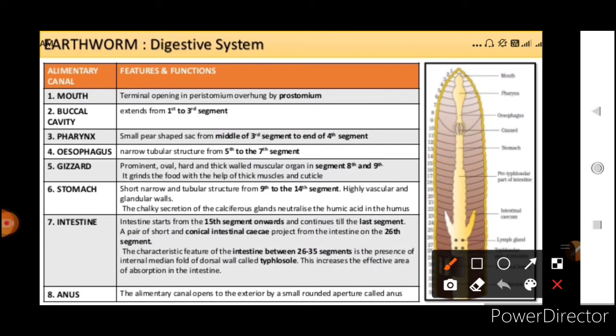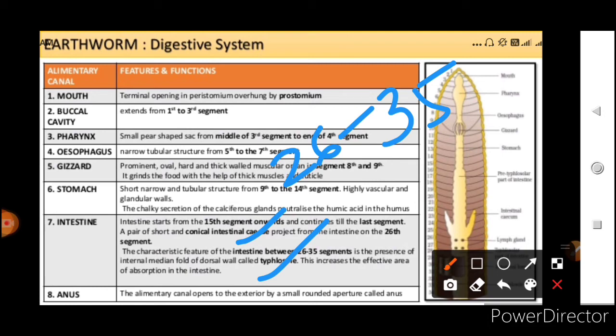So these calciferous glands will neutralize the humic acid present in the humus, which is taken as food by the earthworm. Now the intestine starts from the 15th segment and continues till the last segment. A pair of short and conical intestinal caecae arise from the intestine on the 26th segment. The characteristic feature of the intestine between the 26th and the 35th segment is the presence of an internal median fold of the dorsal wall called the typhlosole.